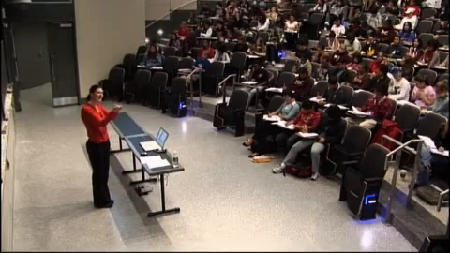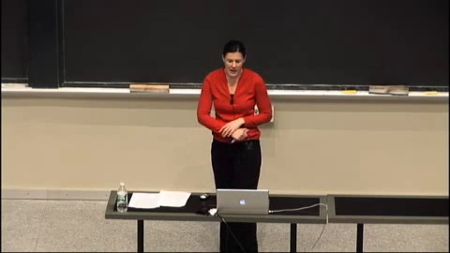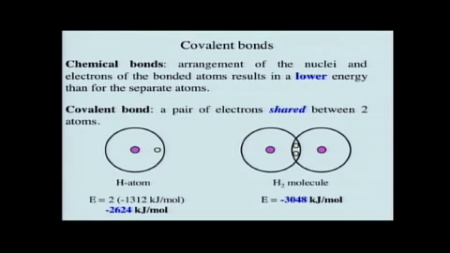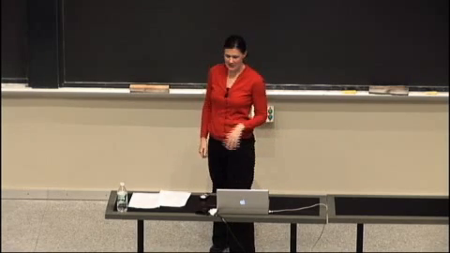So if I tell you that the energy for a single hydrogen atom is negative 1312 kilojoules per mole, if we want to talk about two hydrogen atoms, then we just need to double that. So that's going to be negative 2624 kilojoules per mole. So let's compare this to the energy of the H2 molecule, and we find that that's negative 3048 kilojoules per mole. So in fact, yes, we did confirm that in this covalent bond, at least in the case of hydrogen, we have confirmed by the numbers that we are at a lower energy state when we talk about the bonded atoms versus the individual atoms.